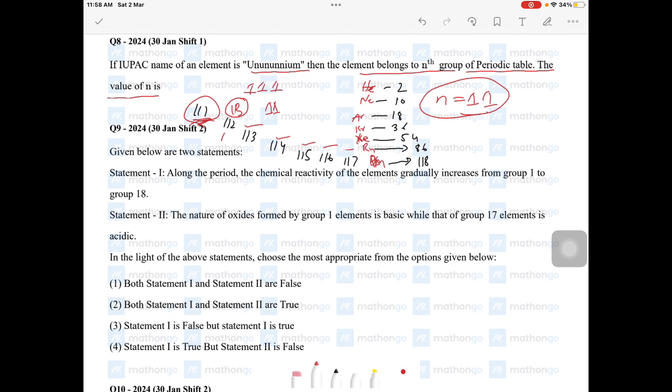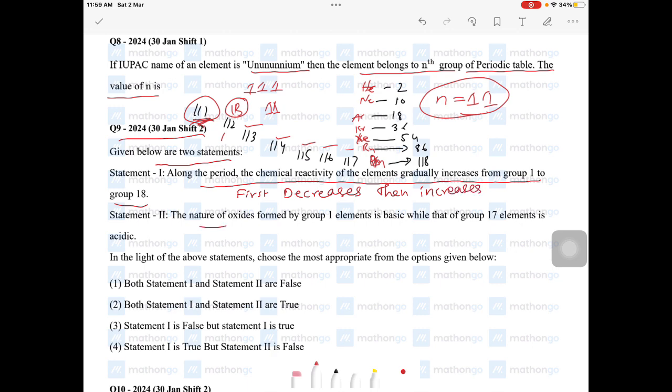Question number 9. Given below are two statements. Statement 1: Along the period, chemical reactivity of elements gradually increases from group 1 to group 18. No, chemical reactivity first decreases, then increases.